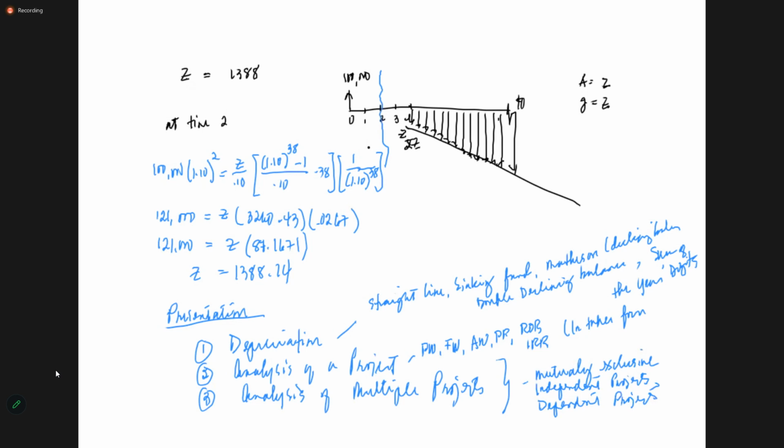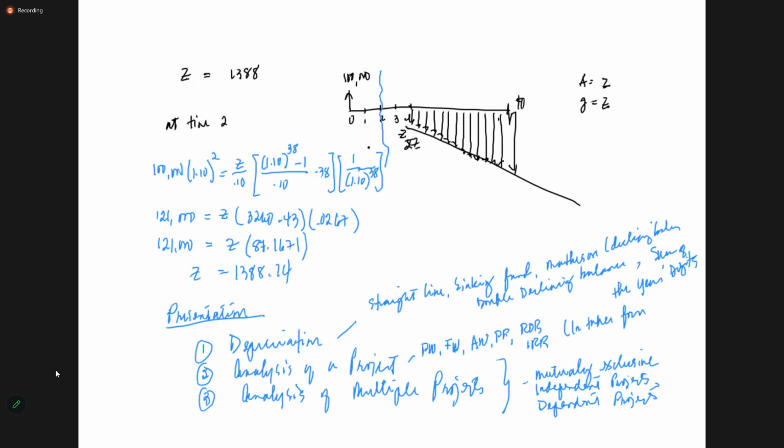Tapos meron pa po yan, supposed to be, meron pa siyang decision theory, the making decisions under the environment of certainty, uncertainty, and risk. But since IE po kayong lahat, pwede naman siyang i-cover sa operations research. Kaya okay lang kahit hanggang dyan lang tayo matapos.